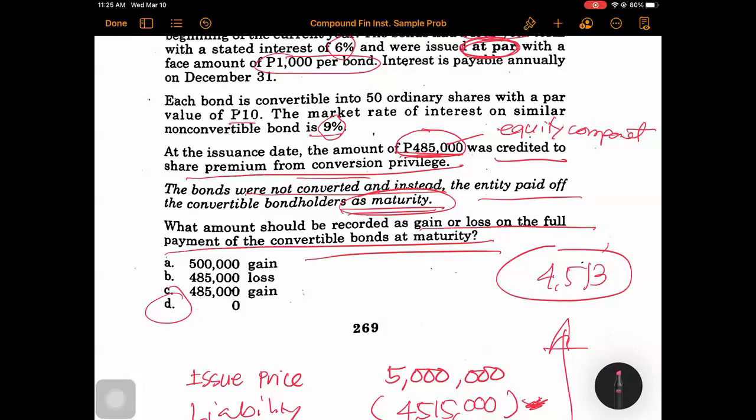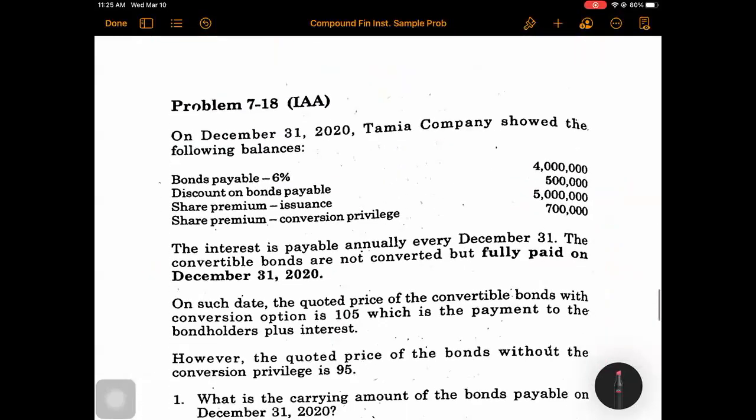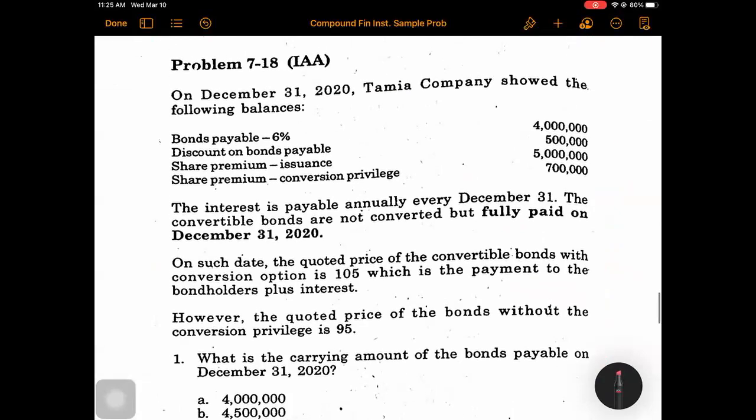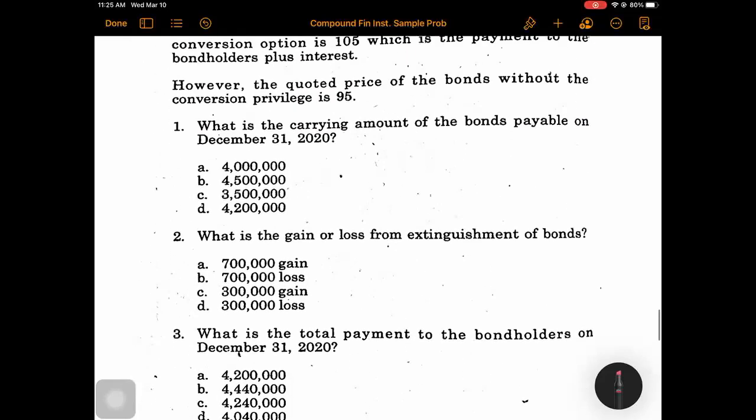Okay, so last problem for compound financial instrument. Kani, still convertible bonds, but this time, wala gi-convert, gibayaran siya before maturity. Okay. So, we have 3 questions here. Pila daw ang gain or loss? So, kung sa question dire, gain or loss on extinguishment, walay 0. So, naay gain or loss, di ba?